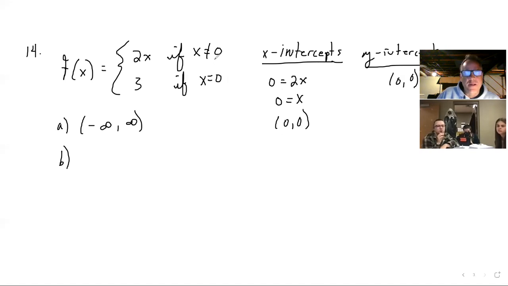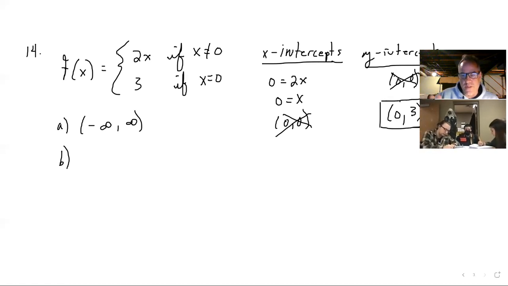But when I look at this, the way this is defined, it says distinctly, if you let x be 0, you input here, and your output is 3. So what this is telling me is that can't be a point, simply because when I input 0, I get an output of 3. So there's only going to be one intercept. There are no x-intercepts with this graph. There's one y-intercept, and it's going to be 0, 3.